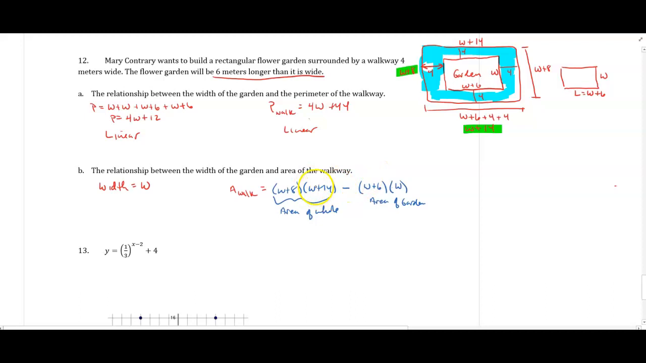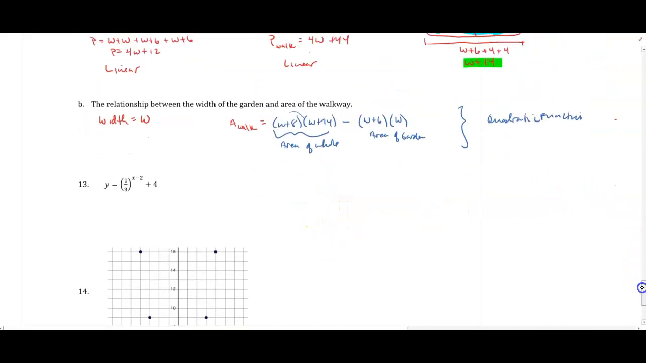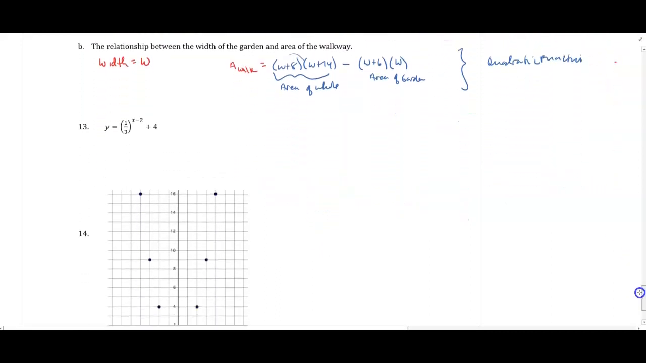So now, no matter what, when I go ahead and multiply this all out, what I end up getting here is a quadratic function, because I would get W times W is W squared, and it would end up being quadratic. I'm not going to lie, not a big fan of a lot of wording in that problem.